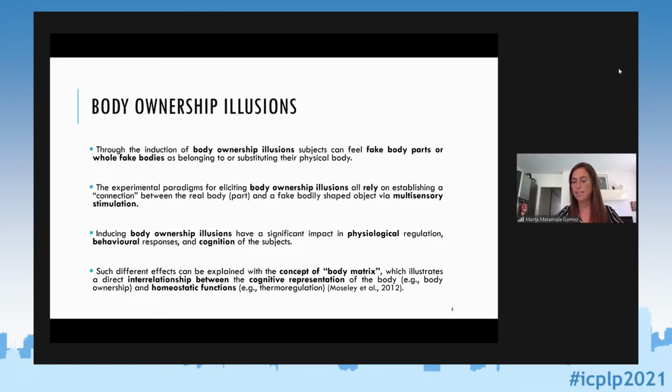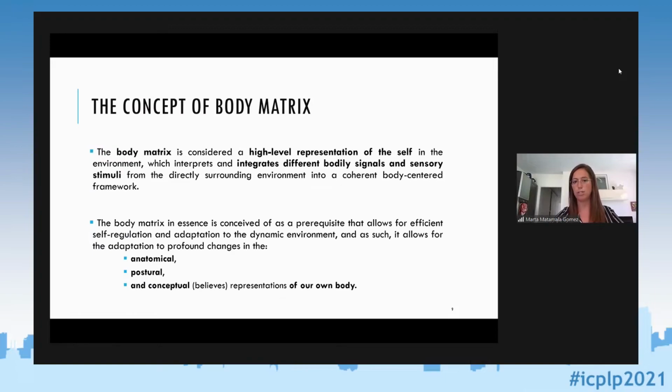There is a concept that explains this connection between the body image and the body representation in the brain and the changes in physiological and behavioral responses. That is the body matrix concept. This concept was introduced by Moseley and colleagues in 2012 and illustrates that there is an interrelationship between the cognitive representation of the body in the brain and also the homeostatic functions, that is physiological responses, behavior, and the cognition of the subjects.